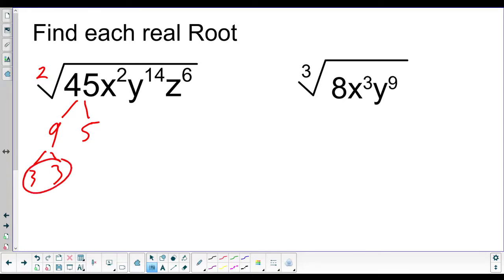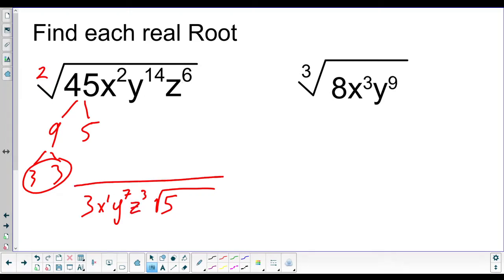So we have a pair of 3s. Those get to come outside the radical. I'm going to leave some space for the variables. The 5 couldn't get a date to homecoming, so it stays inside its house, inside the radical. Now we divide the exponents on our variables for the shortcut. So 2 goes into 2, 1 time. 2 goes into 14, 7 times. 2 goes into 6, 3 times. And none of them have remainders. So this is our answer.